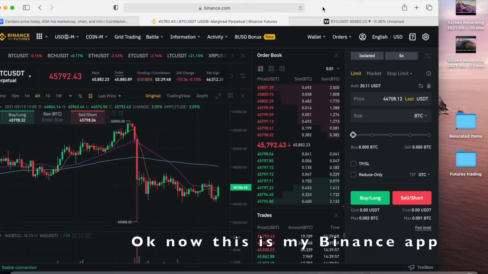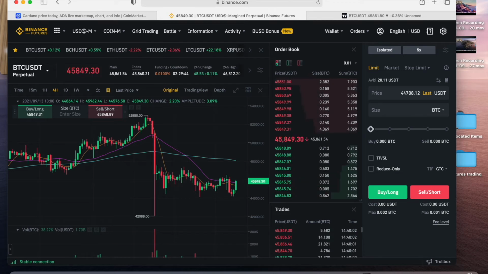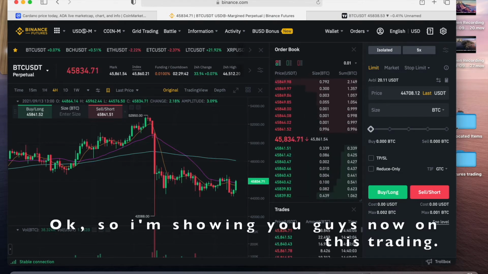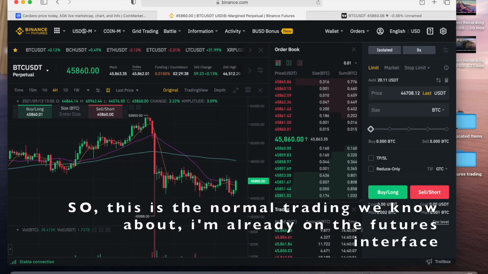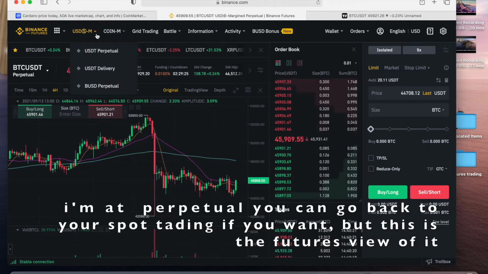Okay, now this is my Binance app. I'm showing you now on this trading. This is the normal trading window. I'm already on my futures interface. You can come here and change it. You can see at this part here I'm at perpetual. You can go back to your spot trading if you want, but this is the futures view of it.